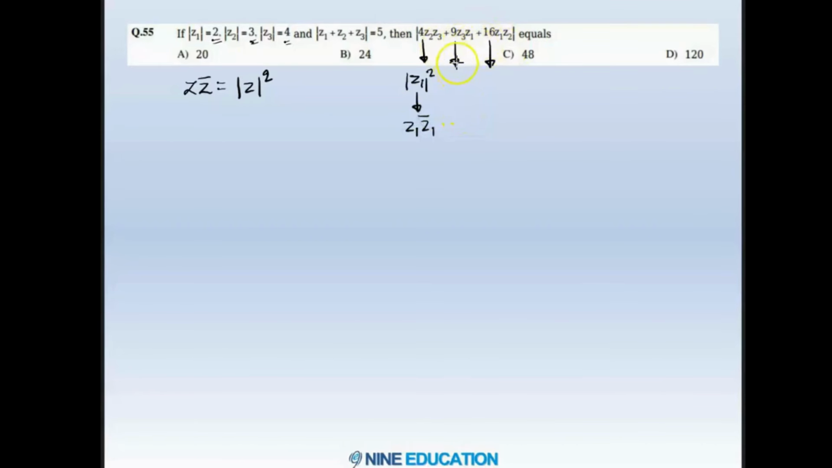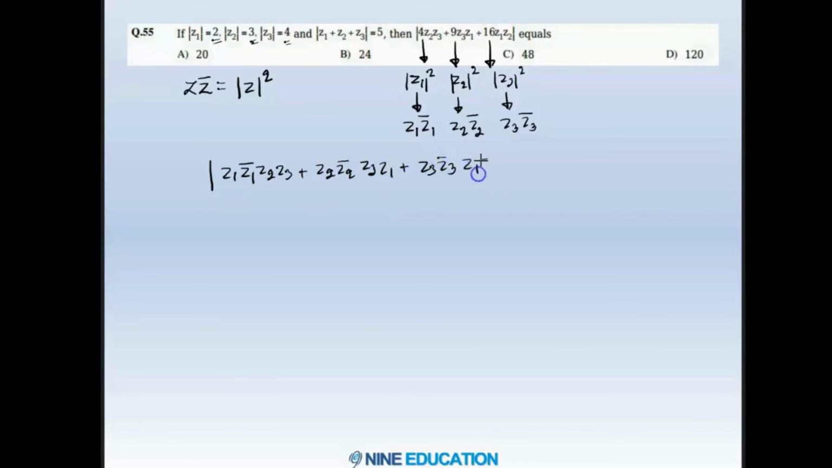In the same way I can make the changes for 9 also. I can write it as mod of z2 square, which is basically z2 into z2 bar, and 16 as modulus of z3 square, which is z3 into z3 bar. If you put all these values, you will observe that this is z1 z1 bar z2 z3 plus z2 z2 bar z3 z1 plus z3 z3 bar z1 z2.